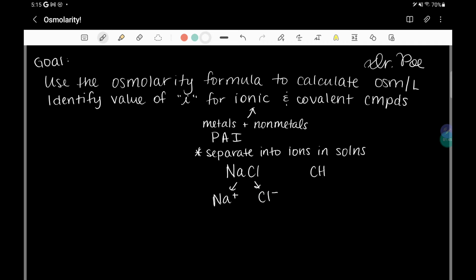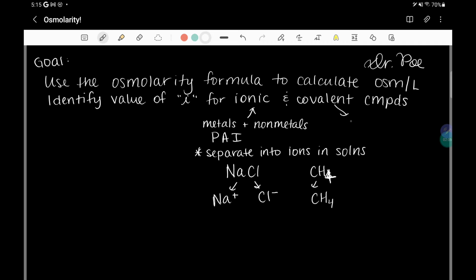Covalent compounds don't do that. Oops, if I don't put 4 bonds on carbon, my organic chemistry professor is going to scream at me. It's like methane. Methane is still going to stay methane. CH4 is still going to be CH4 in solution. And so that's really the difference between ionic and covalent compounds.